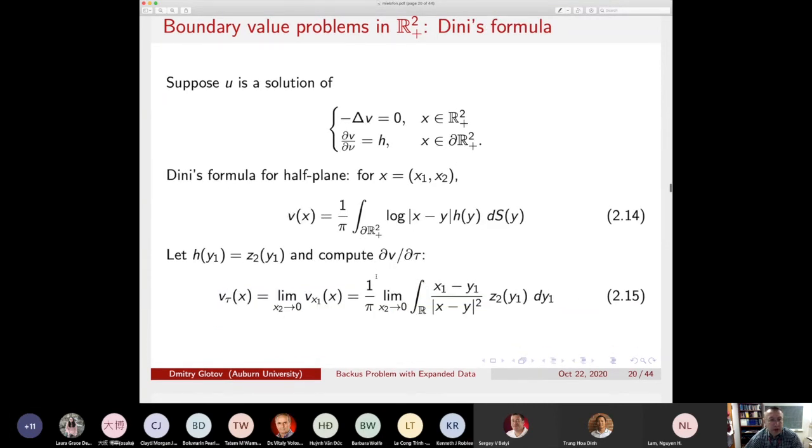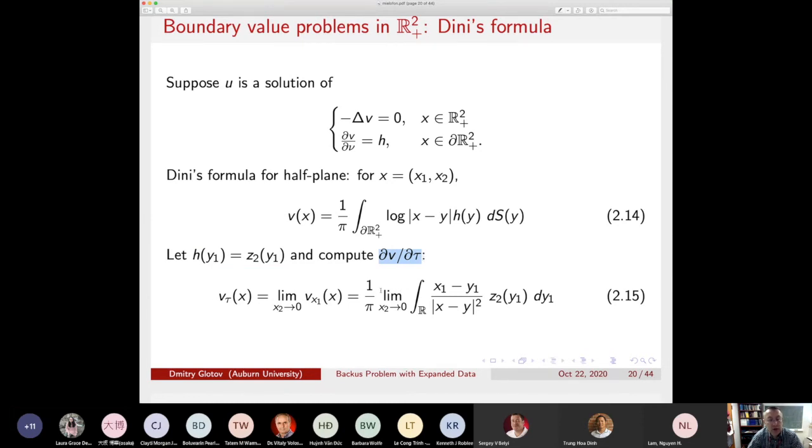So there's a similar formula for the solution of the Neumann problem. The Neumann data being h, we have a similar formula for the half plane. This is going to be the integral of h(y) convolved with the fundamental solution in R2. So this log|x minus y| is a special function for potential theory. We again do the same thing. We want to connect z2 with z1. So in this case, h is z2. When we compute v by this formula, we would like to have the tangential derivative matching z1.